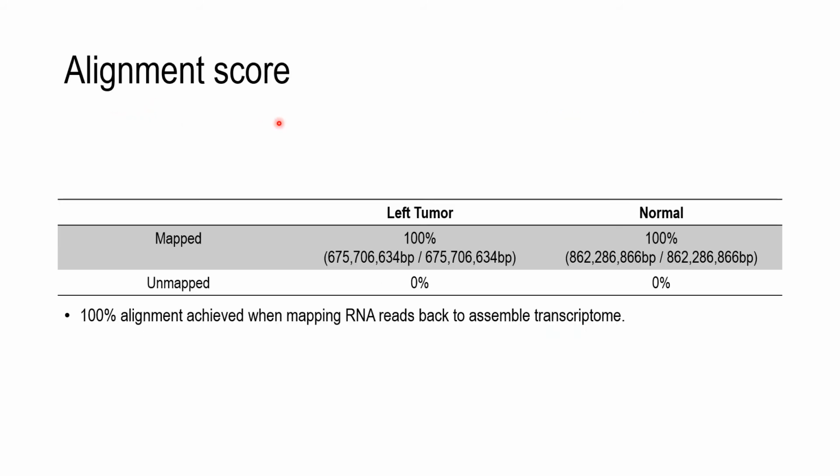This is the alignment score. So what we've done over here is to align the RNA reads back to our newly assembled transcriptome, and we had two samples with RNA sequencing data. And we can see for each of them we've got 100% mapping. So 100% alignment achieved when mapping RNA reads back to the assembled transcriptome, which means that we are safe to proceed with further downstream RNA sequencing analyses.